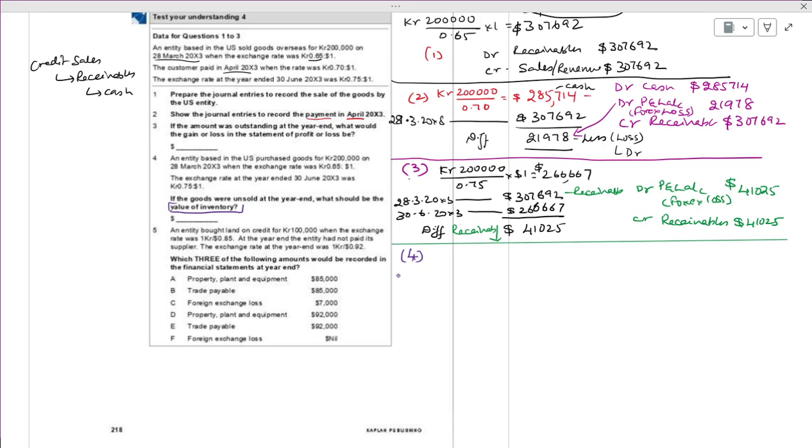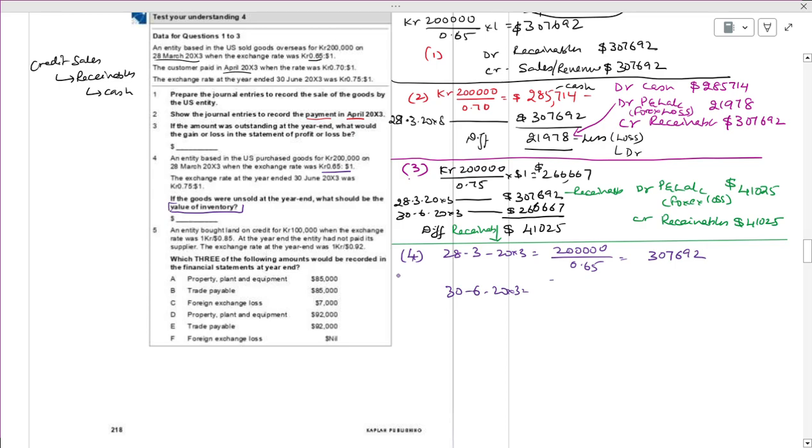See, one minute. Okay, I will agree with you. 28th March 2003, is it right? Same thing they have repeated. They have not done anything new. The same previous question only. 0.65 equals how much? Same thing, making 307,692. And they say it is unsettled on 30th June.